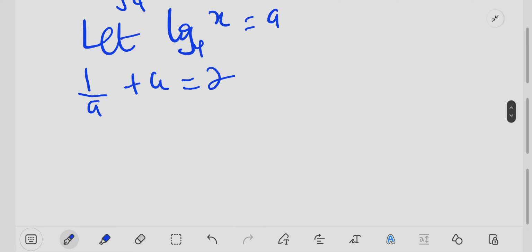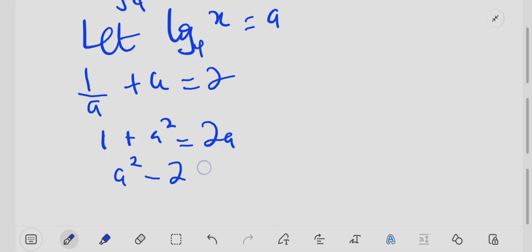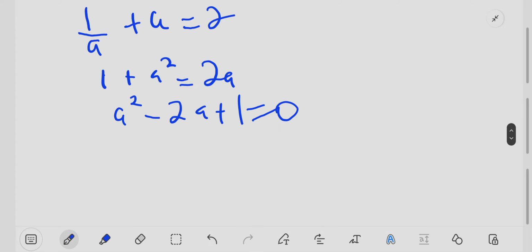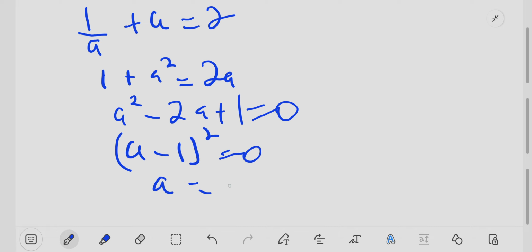So we solve this from here. We can multiply through by a to get 1 plus a squared equals 2a, right? From here, you know that we have a quadratic equation. So we can just bring all of them to one side, and we're going to end up having this, and can proceed from here. So this is the same thing as (a minus 1) all squared equals 0. So a is going to give us 1.